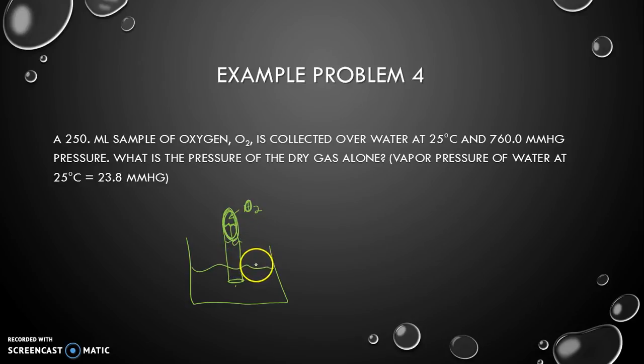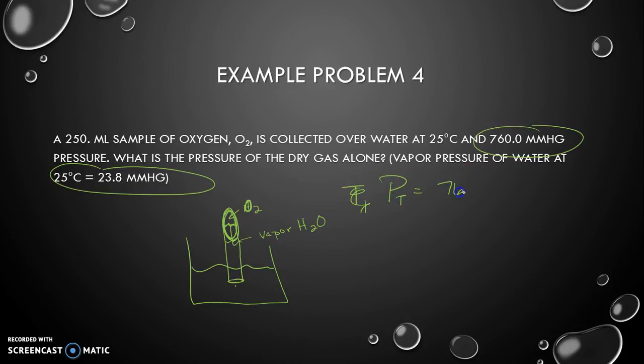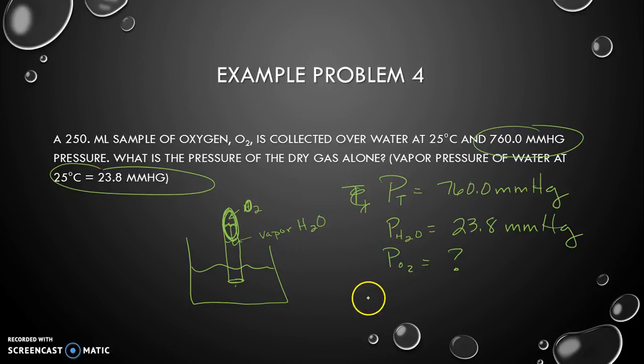Well, just above the top of the water in here, there is vapor. It's water vapor, and water vapor has a pressure. The pressure of the water vapor at 25 degrees Celsius is 23.8 millimeters mercury. The total pressure of this system, it says here, is 760 millimeters mercury. We don't know what the pressure of the oxygen is. That's what we want to know.